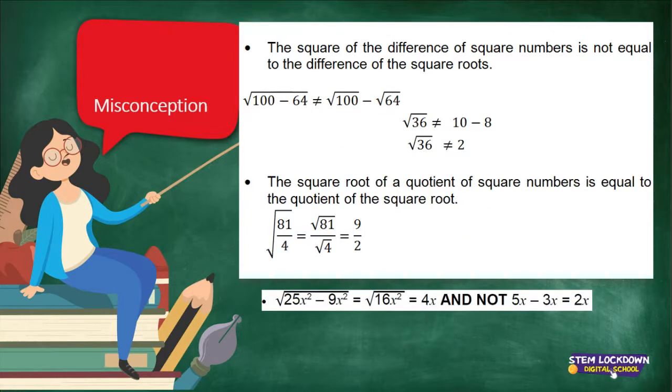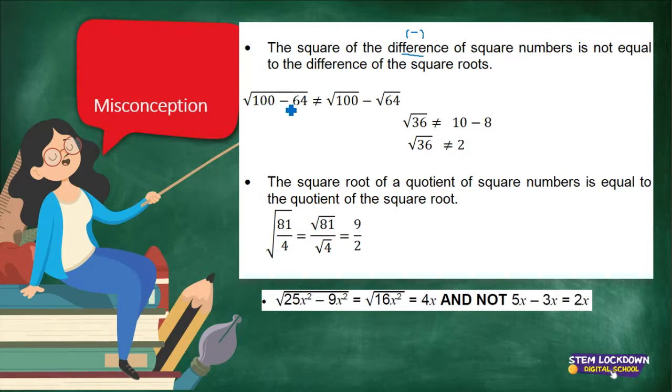The next misconception is the following. Here it says the square root of the difference. Remember, difference is the answer you get when you subtract values of square numbers, is not equal to the difference of the square roots. In other words, the square root of 100 minus 64 is not equal to the square root of 100 separately minus the square root of 64. These two are not equal. Let me prove it for you.